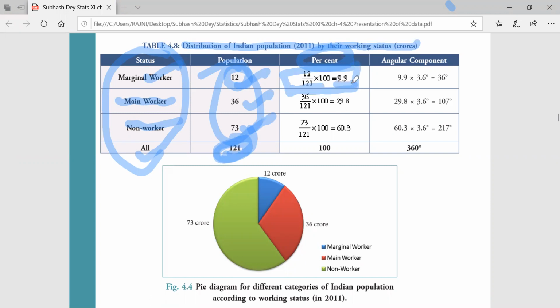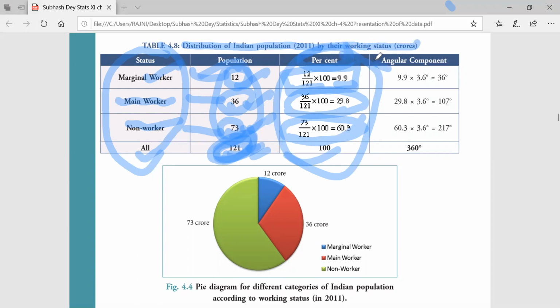It will be 9.9. 36 by 121 into 100, 73 by 121 into 100. Because you just have to take the total data. It means 121 is the basis in order to convert these terms into the percentage. So this is the percentage data now.